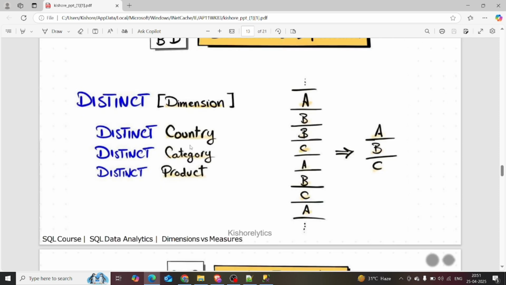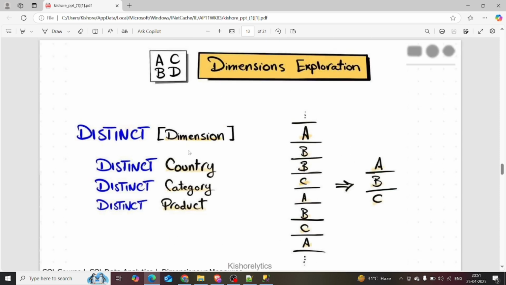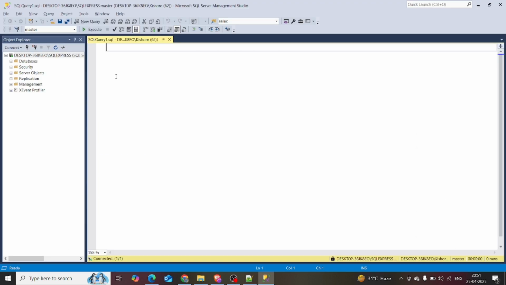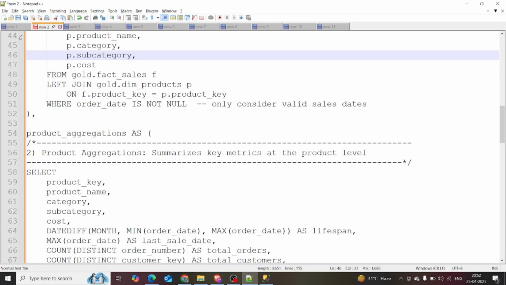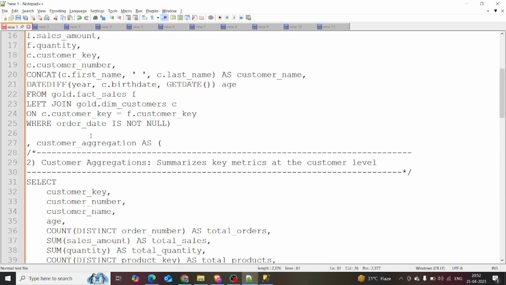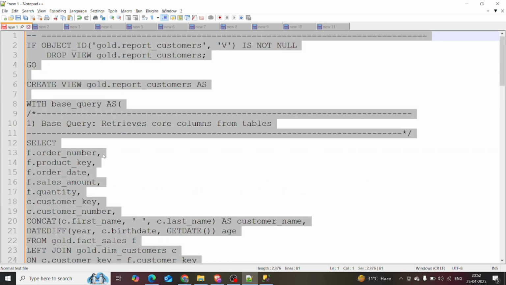Okay, first we want to know about the dimension exploration in the data. For example, distinct country, distinct category, and distinct product are dimension exploration. We want to know what the data in the dimension are. So first, let's get into SQL Server. I'm using Microsoft SQL Server for querying the database. I have already written the code, so I'm just copying it from my notepad. I will explain the code as well as possible.